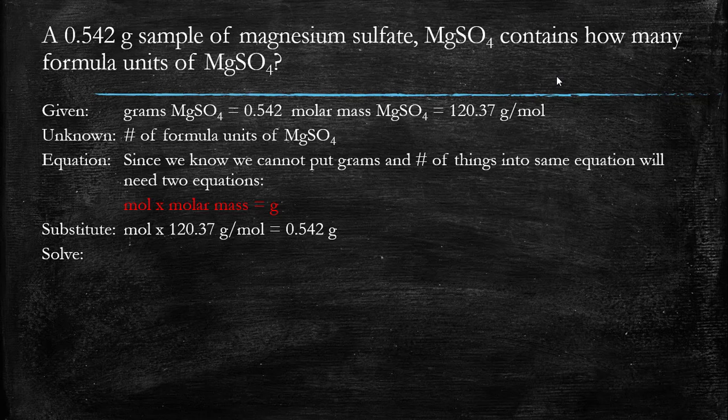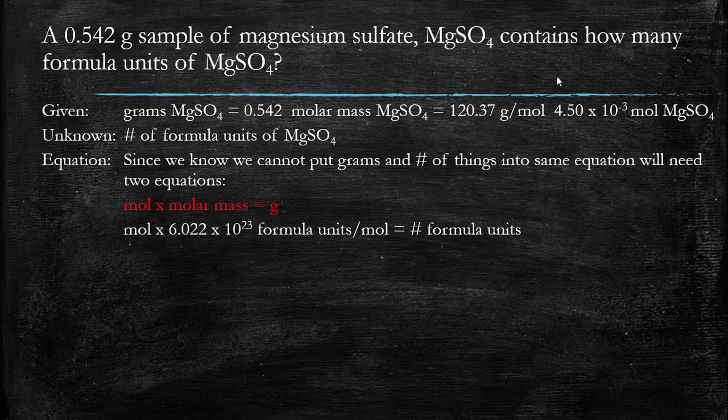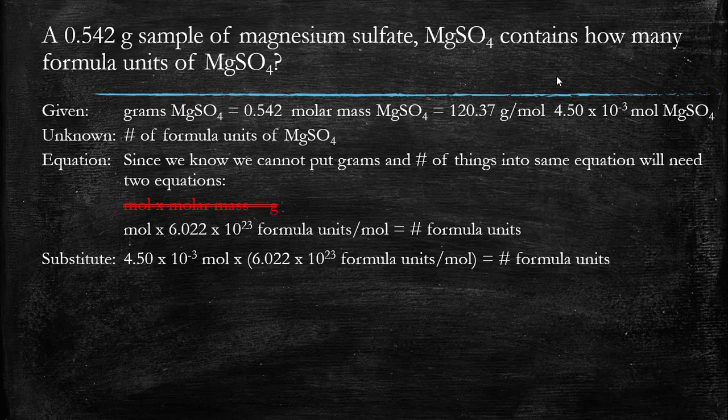Now we're going to solve it and divide both sides by 120.37 grams per mole. And when you do that, you get 4.5 times 10 to the minus 3 moles. Putting that up into the given, we can now look at the two equations. We've used the first, so we can't use it again, so we're going to use the second equation. Substitute in what we know, so now we have 4.5 times 10 to the minus 3 moles times 6.022 times 10 to the 23rd formula units per mole, and that'll equal the number of formula units.